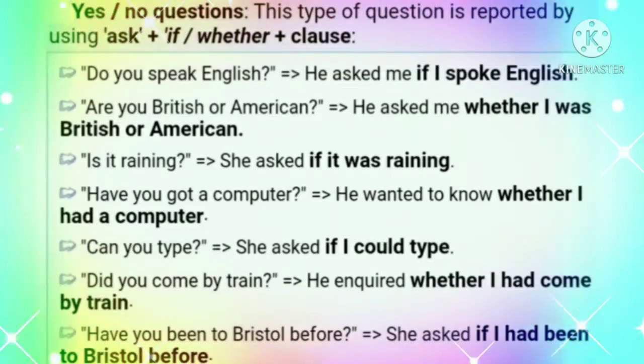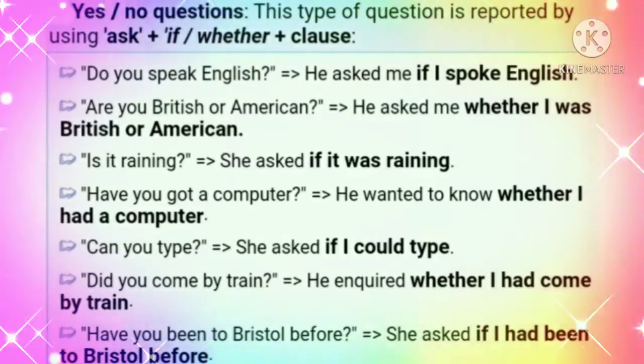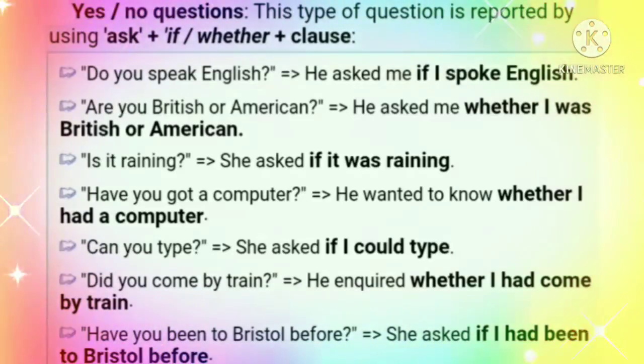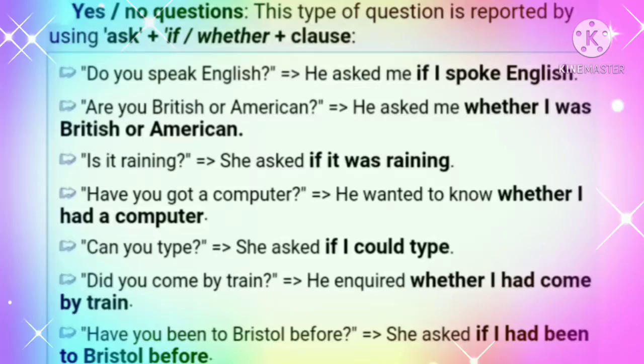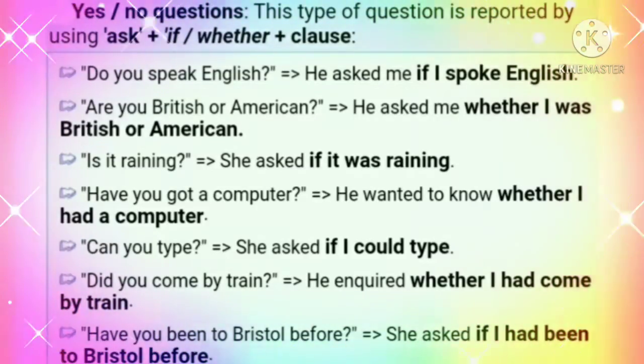هذا مش كاين. Do you speak English? He asked me if plus subject verb object so I spoke English. Okay, so this is the word order. Another example. Are you British or American? He asked me whether or if I was British or American.